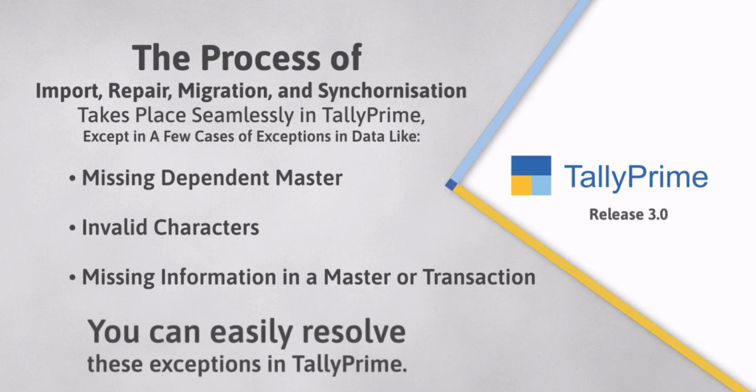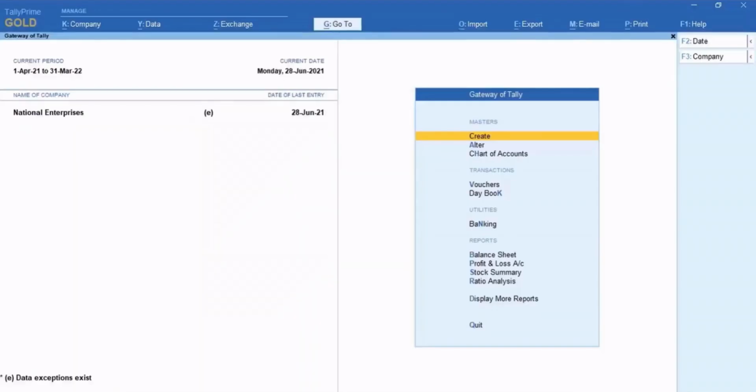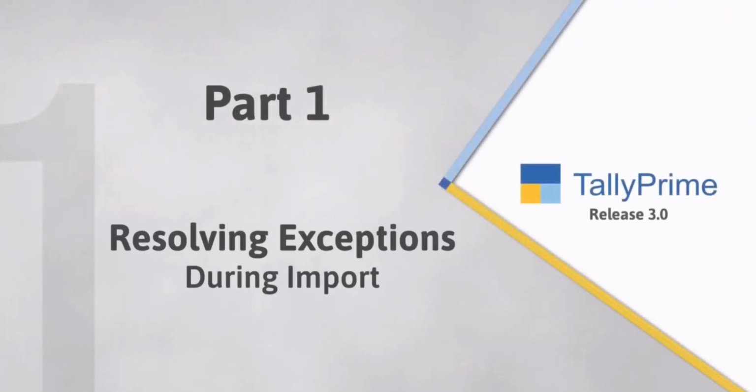TallyPrime Release 3.0 brings in the facility that helps you not only to identify the exceptions during the process, but also resolve those so that the respective masters or transactions become part of the data with the appropriate details. Whenever there are exceptions, TallyPrime shows the alphabet E on Gateway of Tally, which reminds you to resolve exceptions. First, let's see how to resolve exceptions that occur during import.